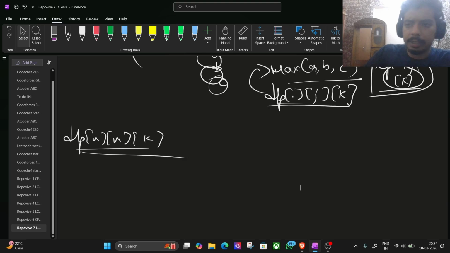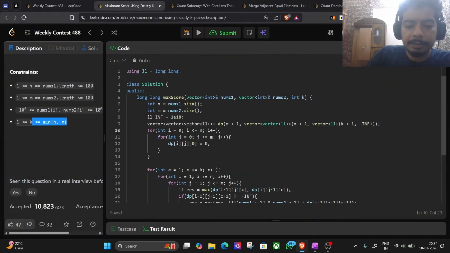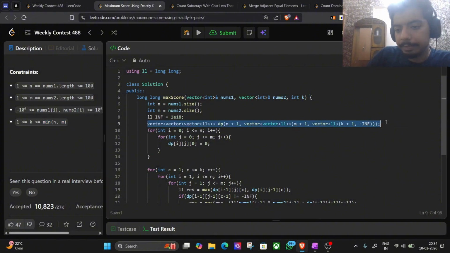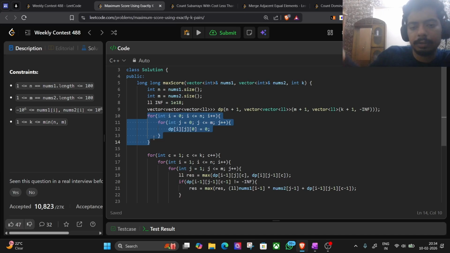Let's look at the solution, where I have implemented it. As you can see, I've made a 3D DP of n, m, and k filled with negative infinity first. Then your base case: if k is 0, which means you have not chosen an index, the sum will also be 0. So fill your sum as 0 for all k equal to 0.